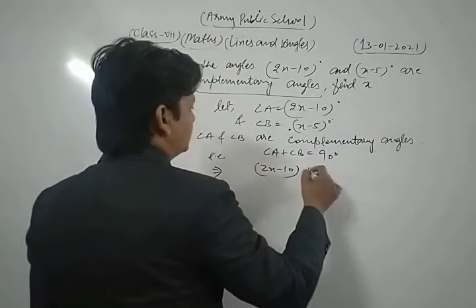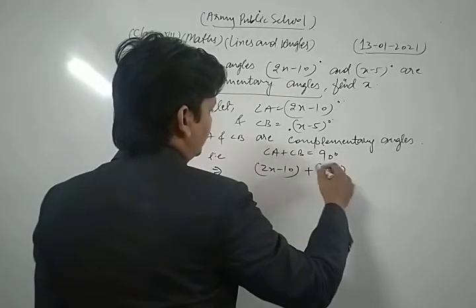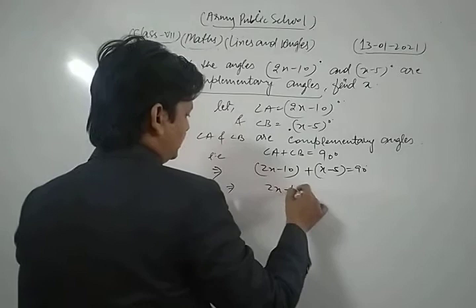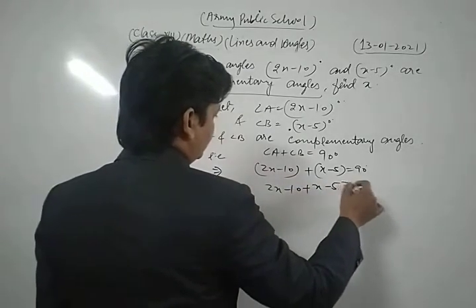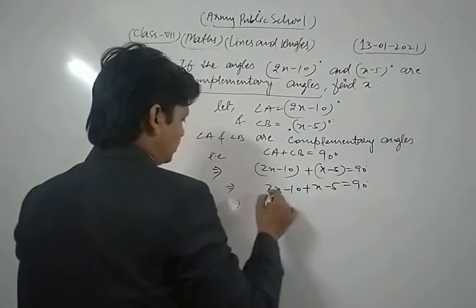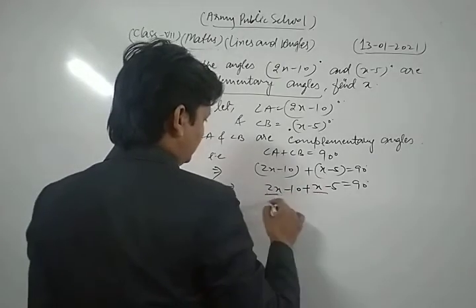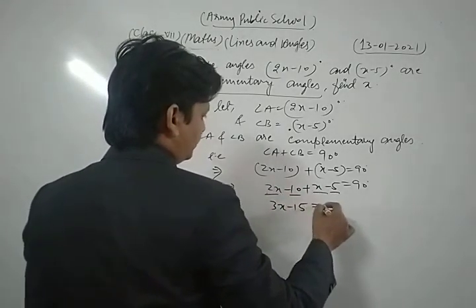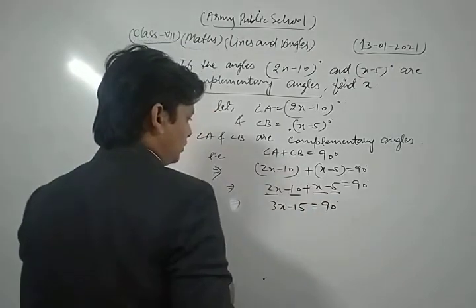Is 2x minus 10 plus x minus 5 equal to what? 90. Thus we get 2x minus 10 plus x minus 5 equal to 90. That is 2x plus x, 3x minus 10 minus 5, that is minus 15, is equal to 90.